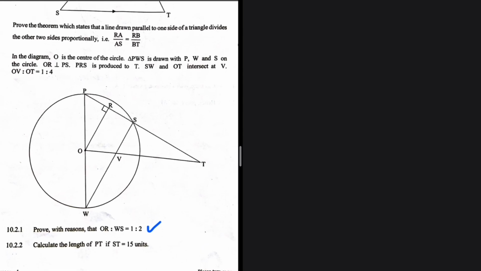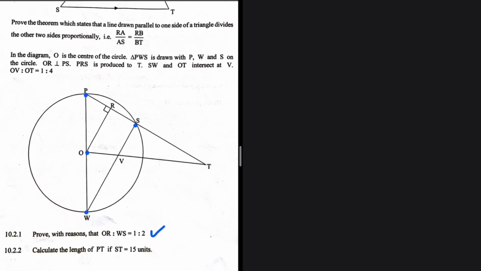Prove with reasons that OR is to WS is equal to 1 is to 2. So let's take a look at our question statement and see which keywords we can extract. In the diagram, O is the center of the circle. Triangle PWS, so here's P, we have W, and S is drawn with P, W and S on the circle. OR is perpendicular to PS. There's an angle of 90 degrees there, so that is also easy to see.